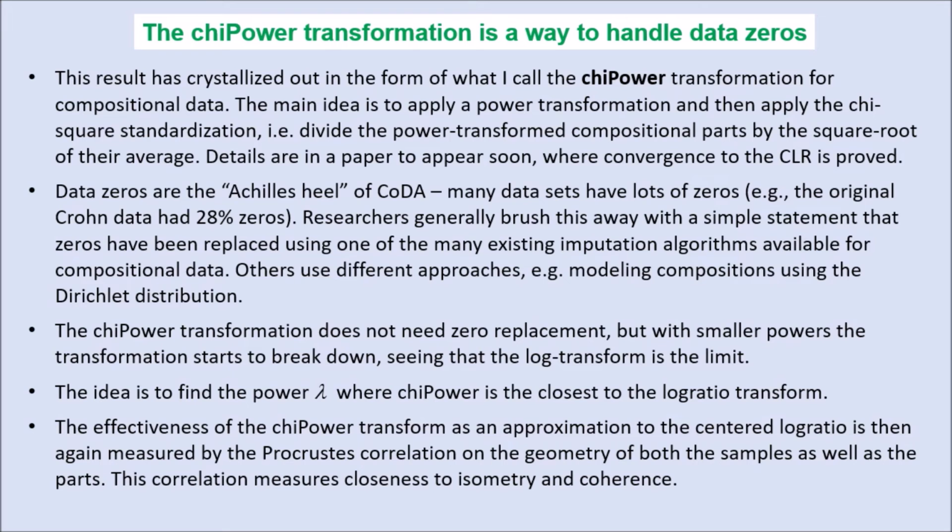The chi-power transformation does not need zero replacement, but with smaller powers, the transformation starts to break down, seeing that the log transform is the limit. The idea is to find the power lambda where the chi-power transform is the closest to the log ratio transform. The effectiveness of the chi-power transform as an approximation to the CLR is then again measured by the Procrustes correlation on the geometry of both the samples as well as the parts, measuring closeness to isometry and coherence.